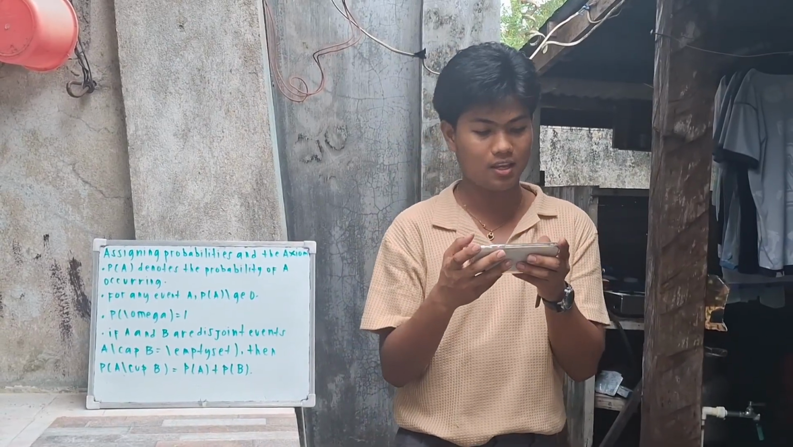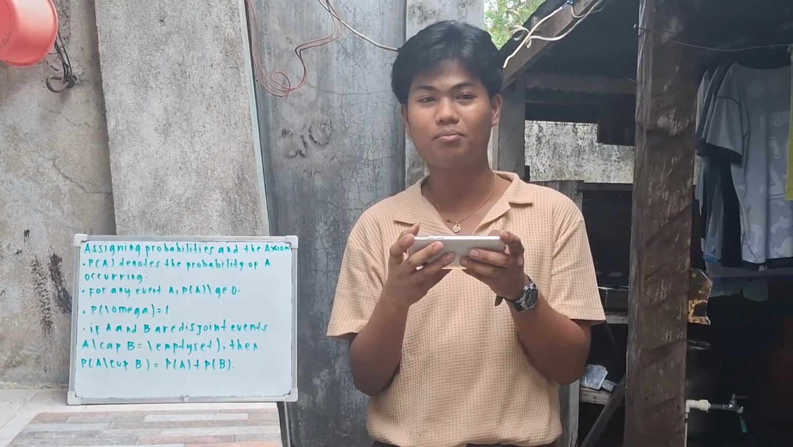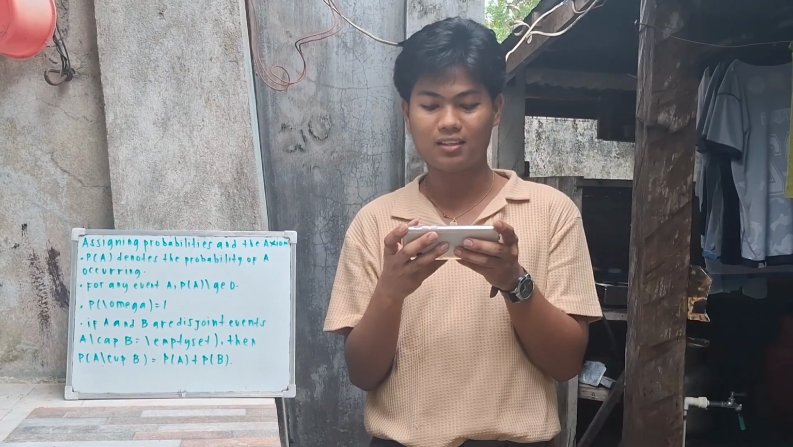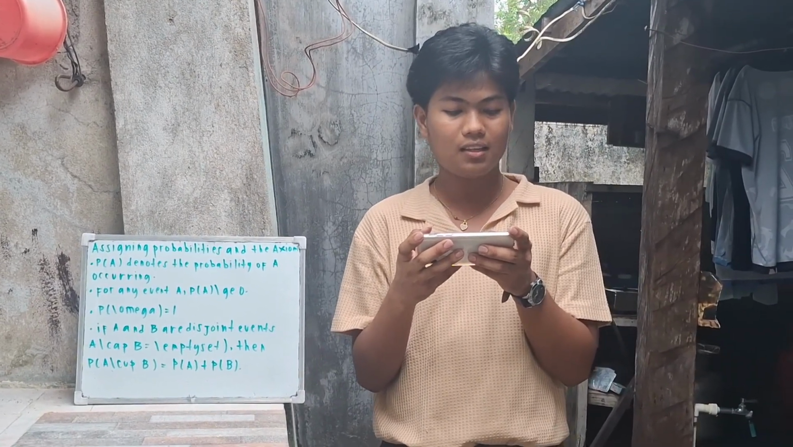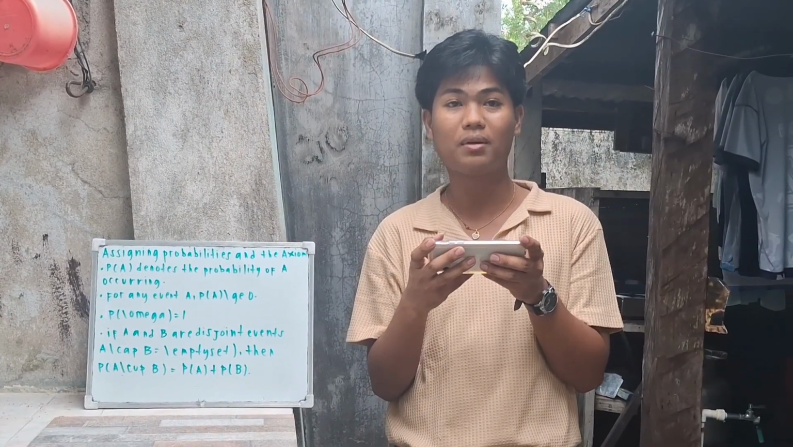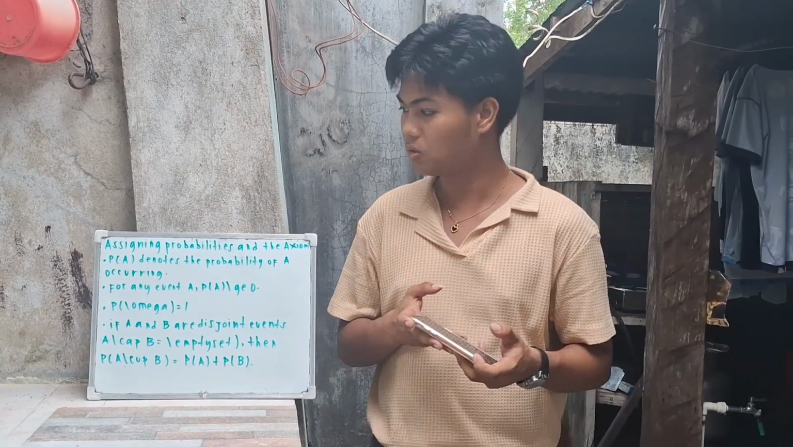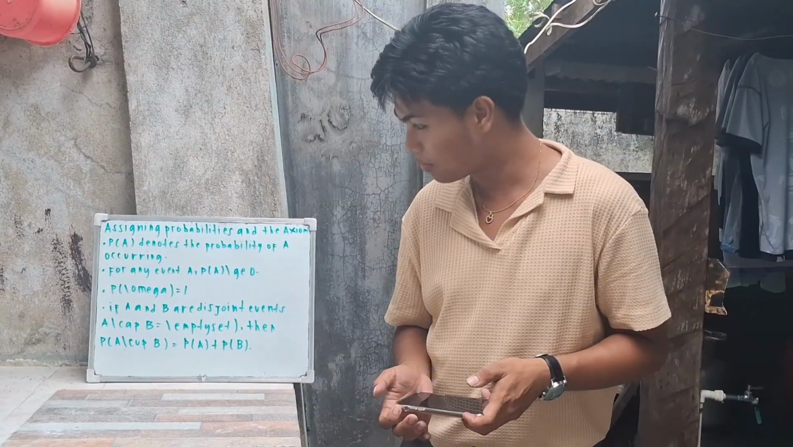Once we define our sample space, the next critical step is to assign probabilities. For continuous spaces, we assign probabilities to subsets of the sample space called events. These probability assignments must adhere to three fundamental rules known as the axioms of probability. So this is the formula of assigning probabilities and the axioms.